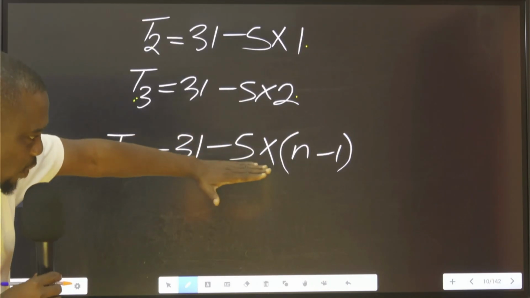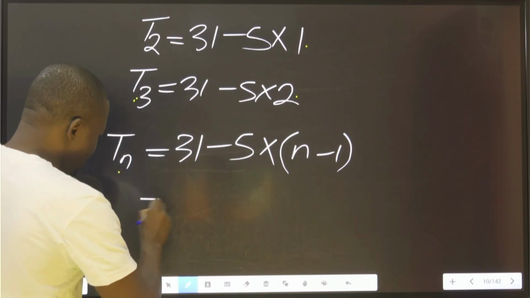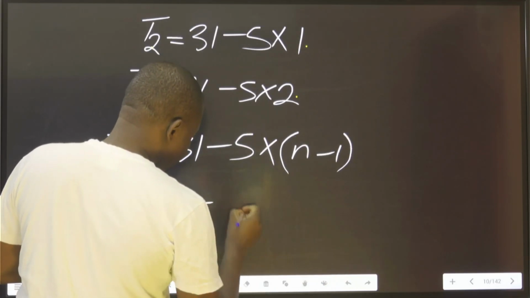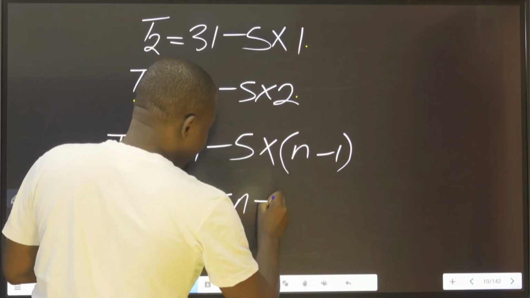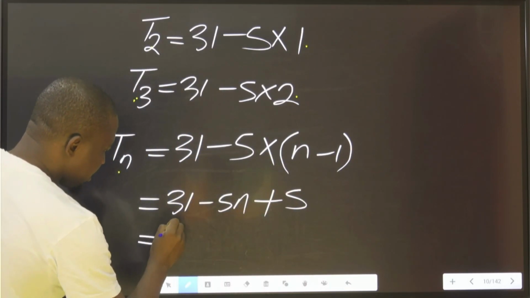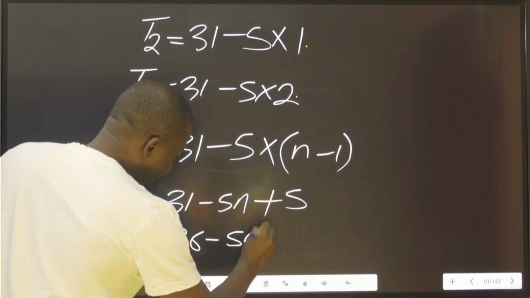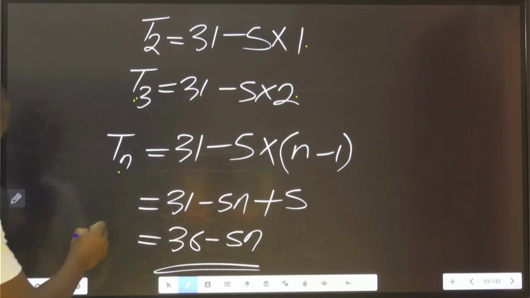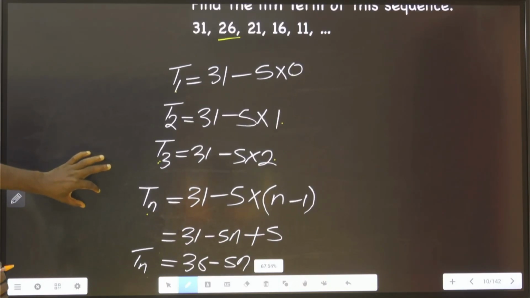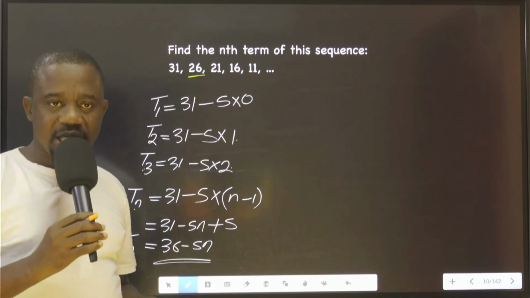We are actually okay here, but just to simplify, we say 31 minus 5n plus 5. This plus this will give us 36 minus 5n. Okay, this is the nth term for this sequence. Okay?